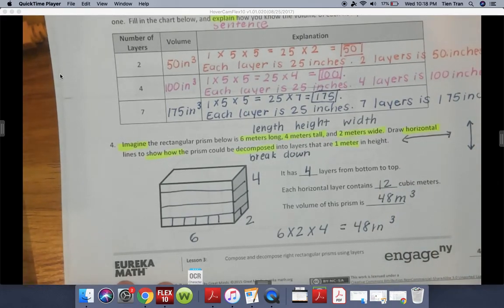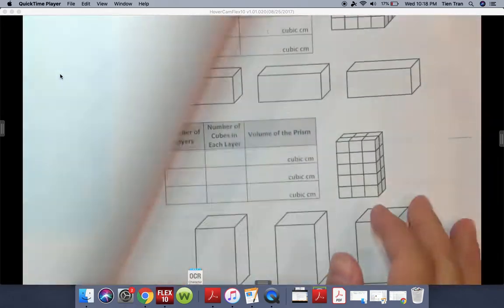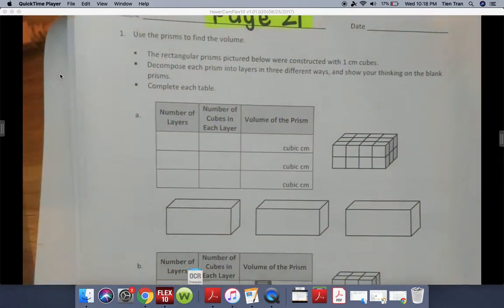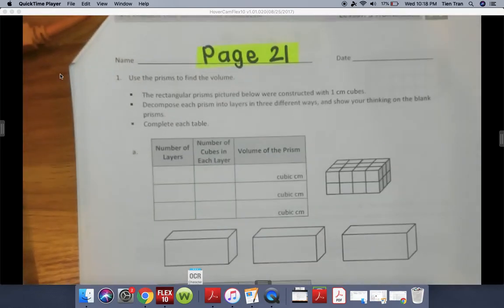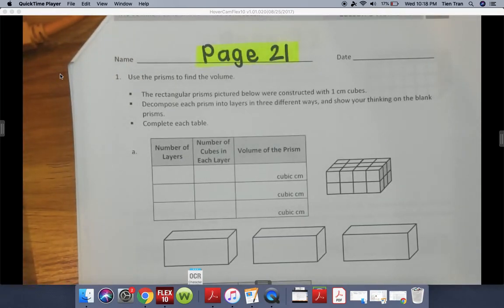Now, I'm going to turn the page. This is page 21, and it is your homework. So it should be more of a review, and it's usually easier than the problem set. But I'm going to go over it because I know it could be a little hard.